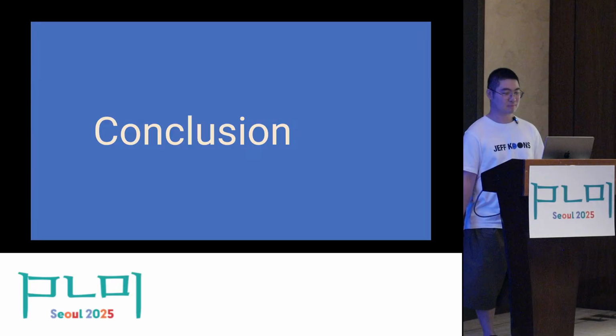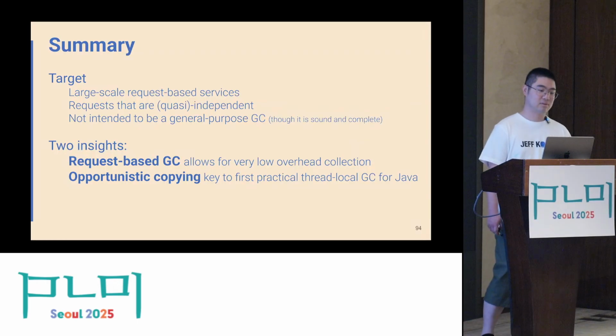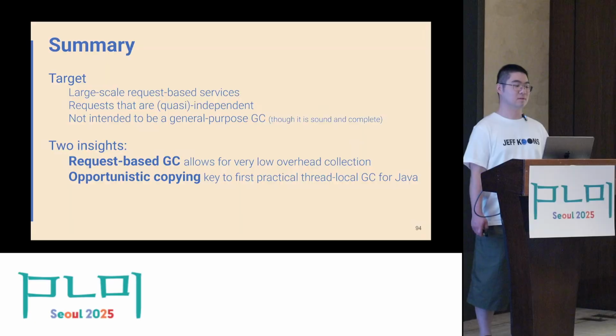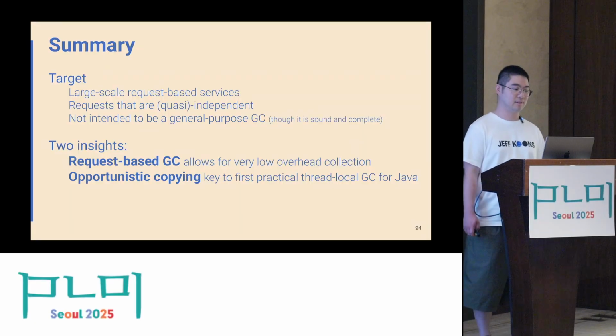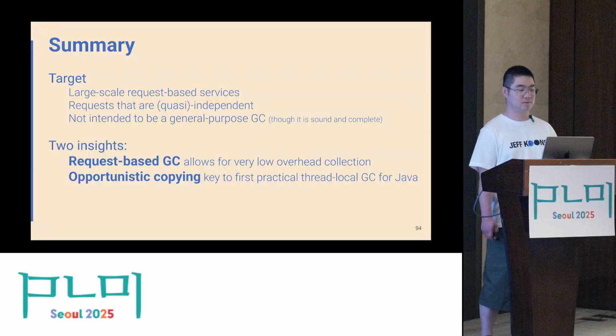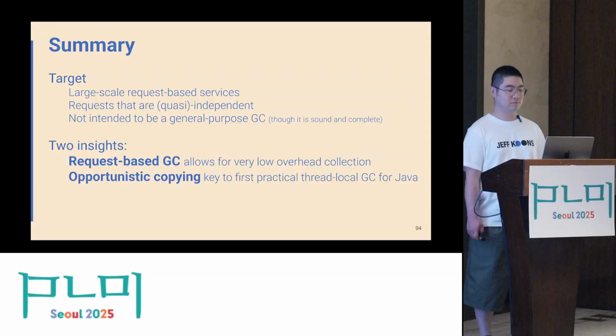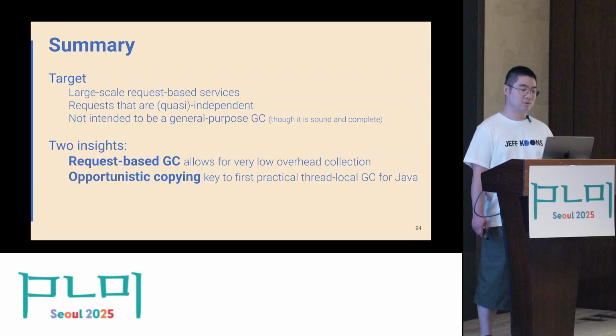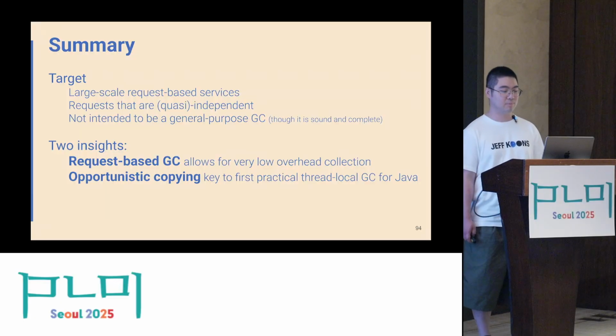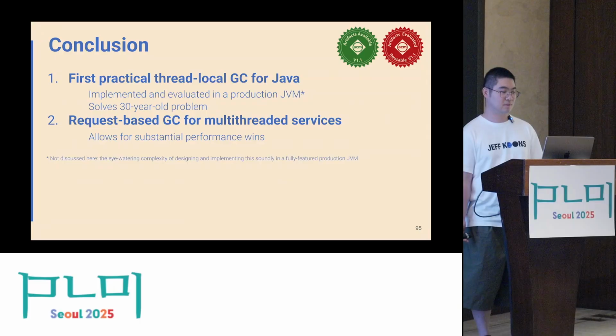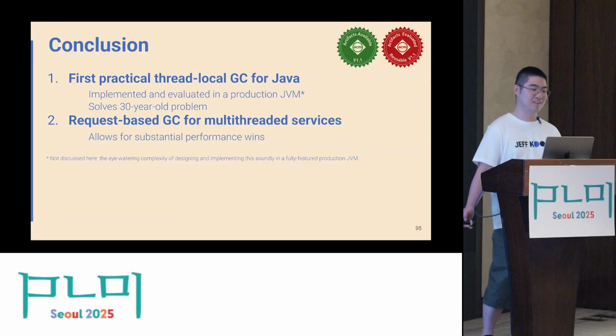All right. So to summarize, ISO is not a general purpose GC. It's targeted at large-scale request-based services which have quasi-independent requests. And there are 2 very important insights here. Request-based GC allows for very low overhead collection, and opportunistic copying is the key to the first practical thread local GC for Java. So I just want to reiterate that.